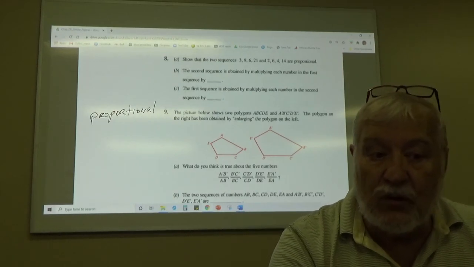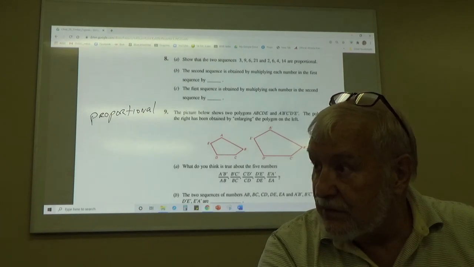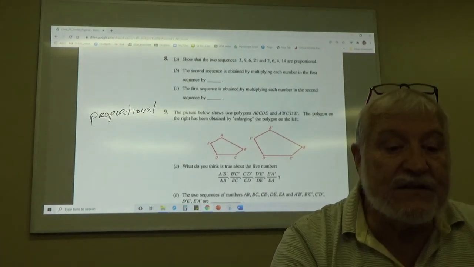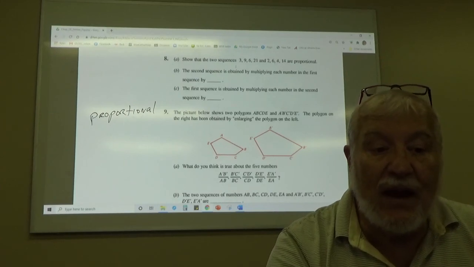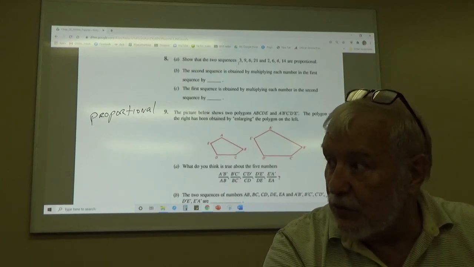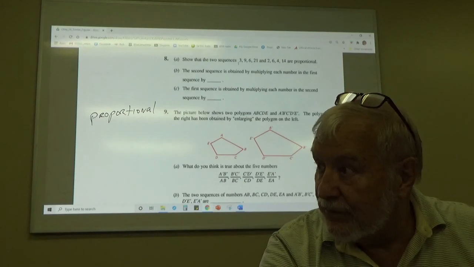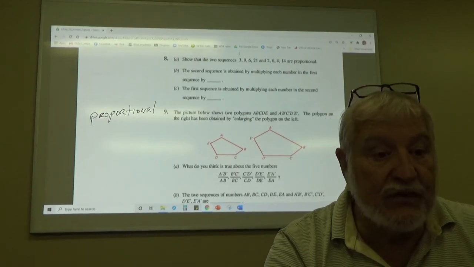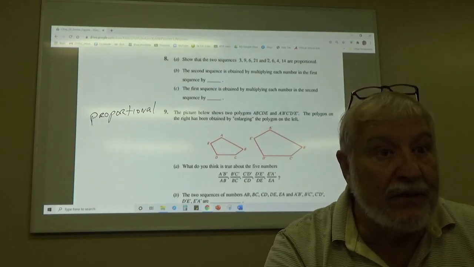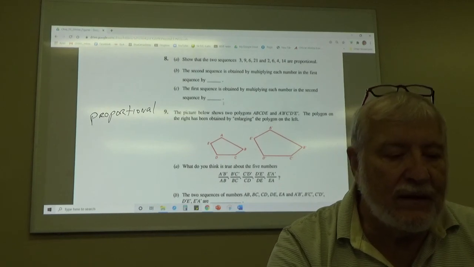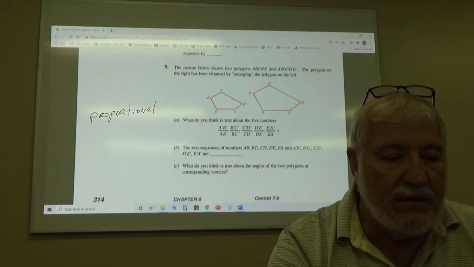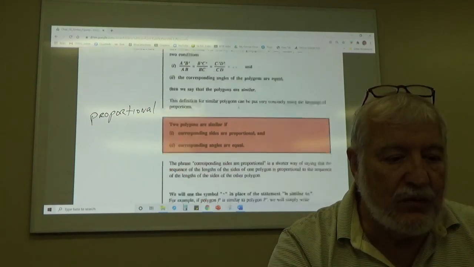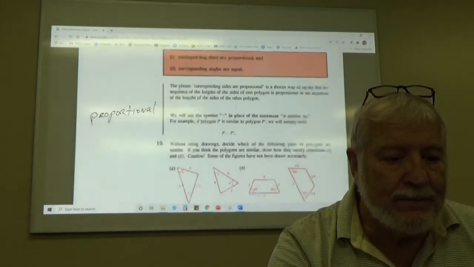Now, the second one was the one that we used. All right? What is the second sequence multiplied by to get the first sequence? That's the 1.5. Because you put the 3 on the top and the 2 on the bottom. Okay? All right, now, so then there's another similar figure. That's all the same, so when you work through that, you'll see that.